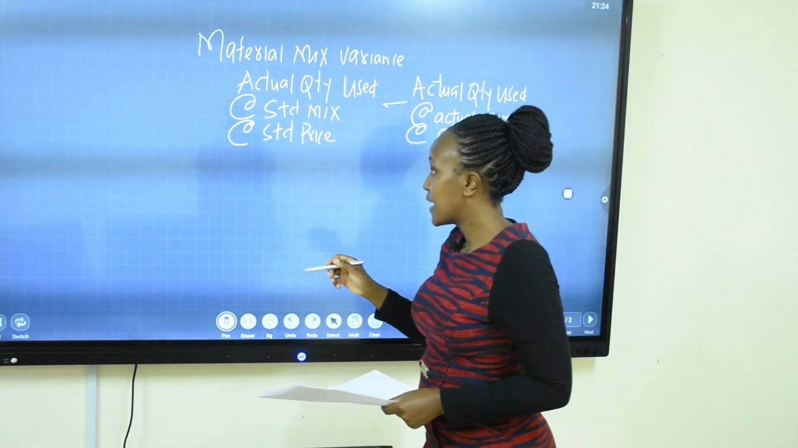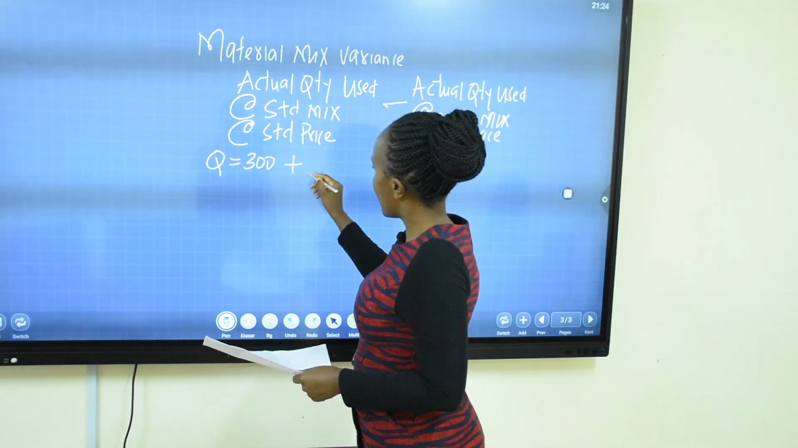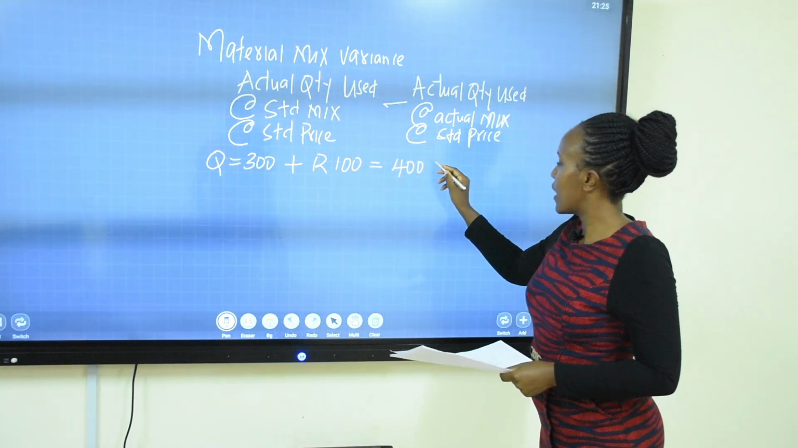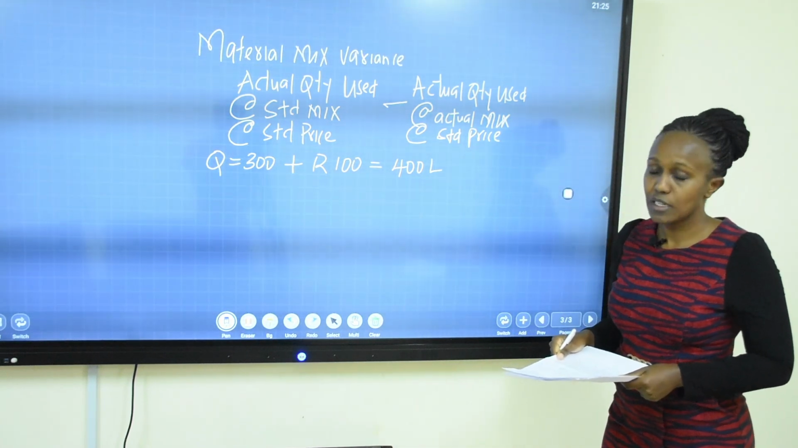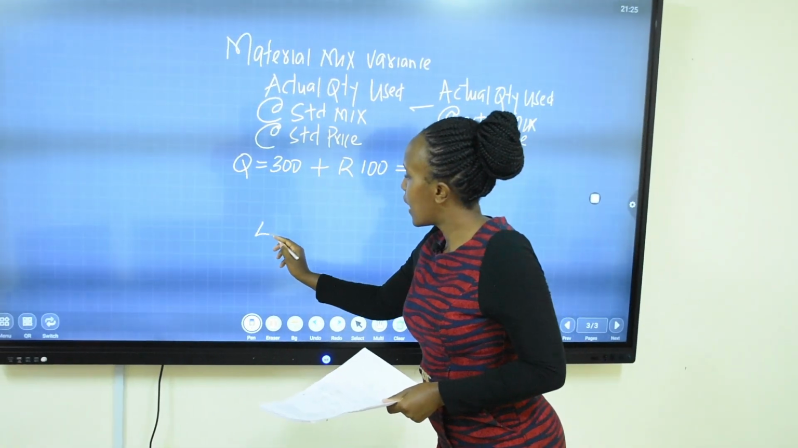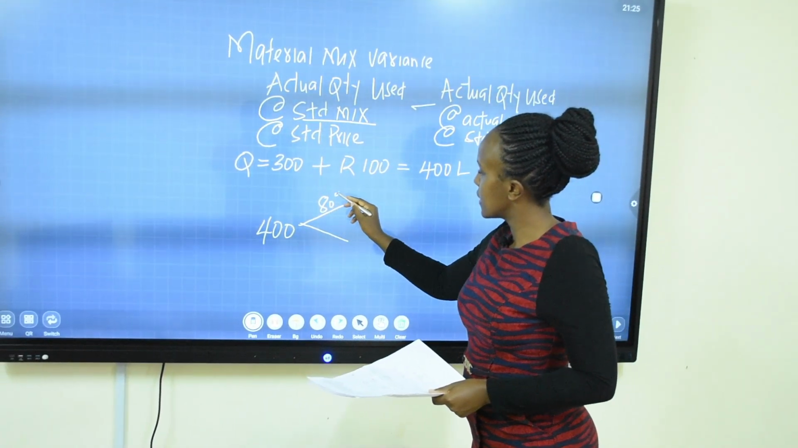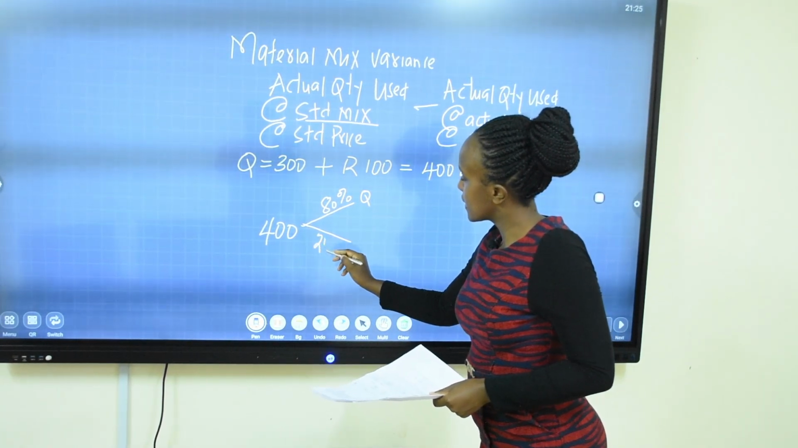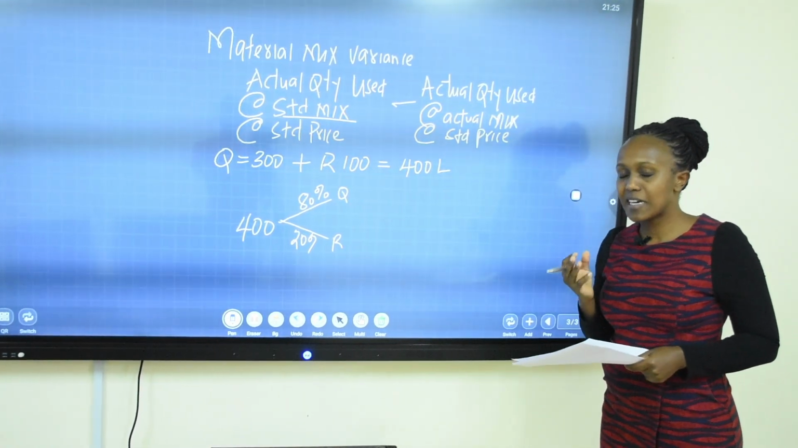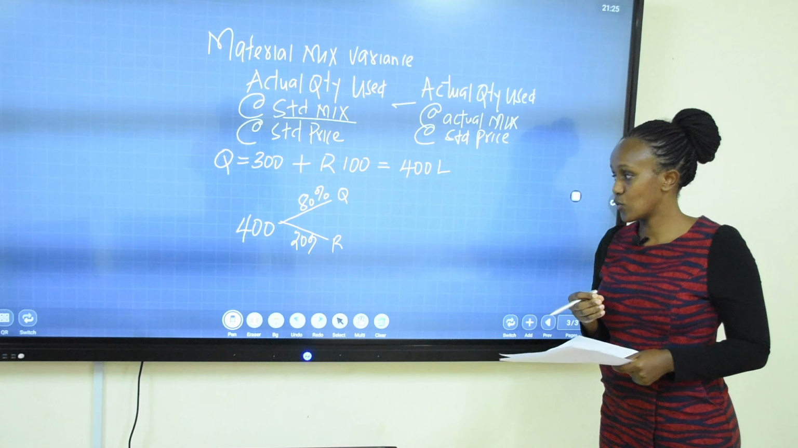So from our question, the actual quantity that was used, we have said they used Q 300 plus R 100. So the actual quantity used was 400 liters, combined Q and R. So the 400 liters were supposed to be mixed according to the standard mix, at 80% for Q and 20% for R. If they followed the prescribed format of mixing the chemicals to get the fertilizer, they were supposed to mix the 400 in the ratio of 80% to 20%.